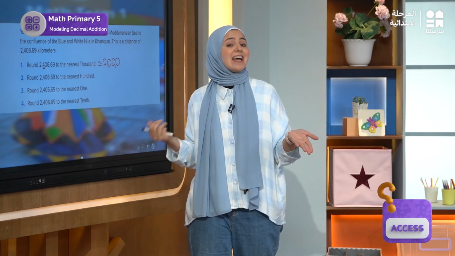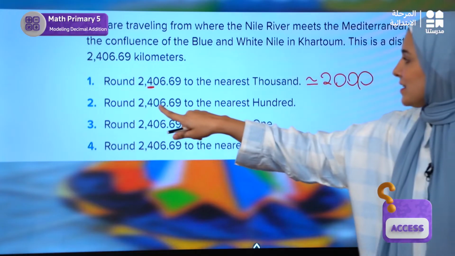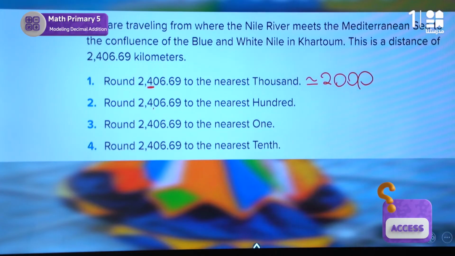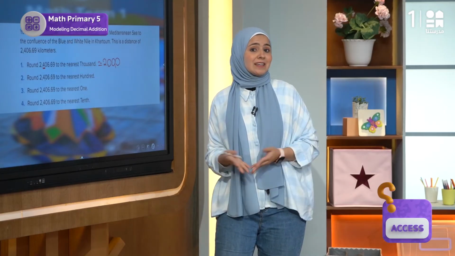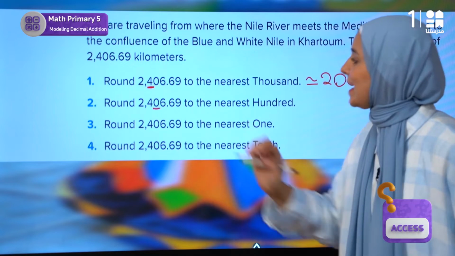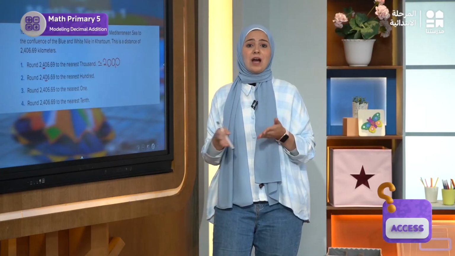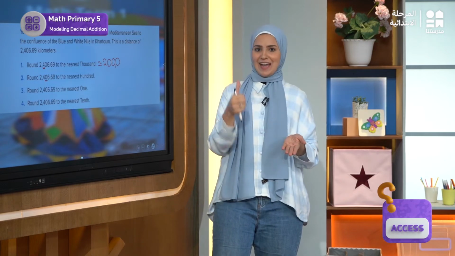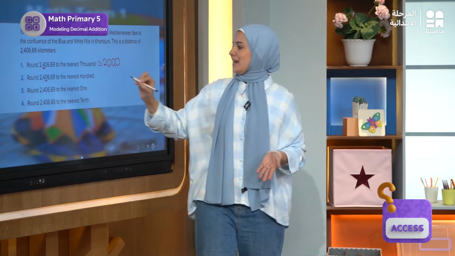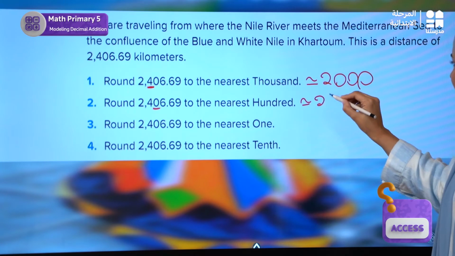We will look at the digit at the hundreds place, which is 4. So this is our number. Now let's look at the digit to its right. What do you think it is? So easy. It's 0. Now again, 0 doesn't add. So the number after rounding is 2,400. Let's write it down together.